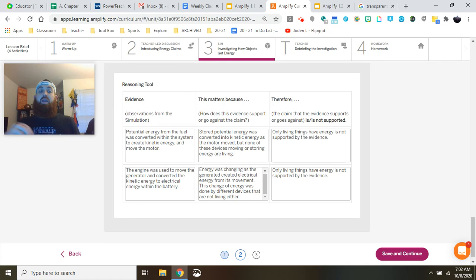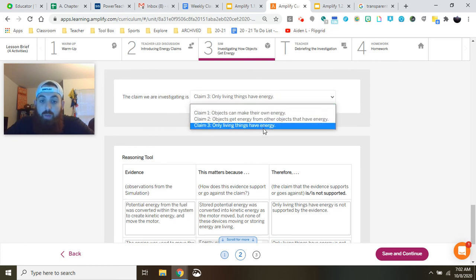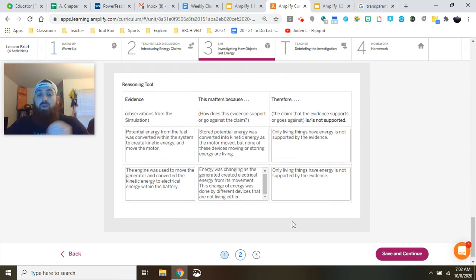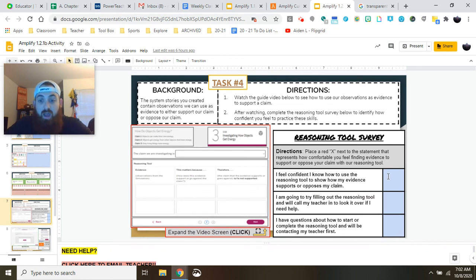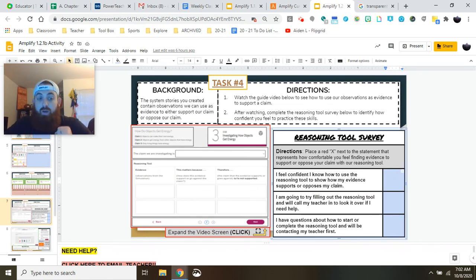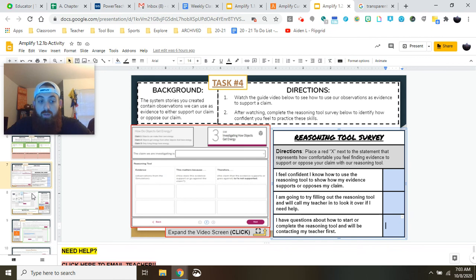So at this point, it's your job to use your system to either support or oppose the claim that you picked. Okay. Before you get into this, start with the survey question on the Amplify activity. Do you feel confident that you know how to use this tool and you're ready to get started? Are you going to give it a try and call me in if you need help? Or do you have questions before you get started? Put an X where it applies, and then when you're ready, call me in if you need. Otherwise, go ahead and hop to the next task. All right, good luck.